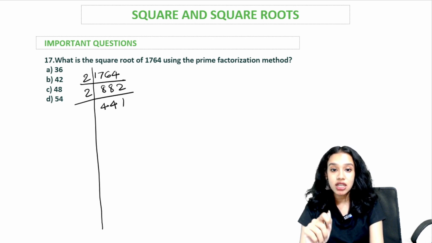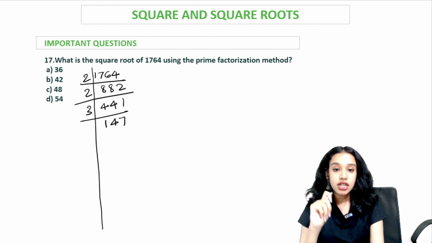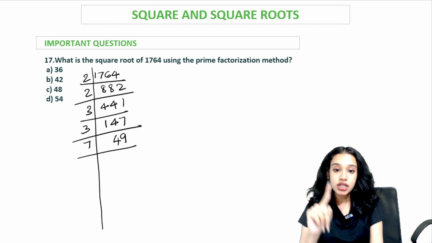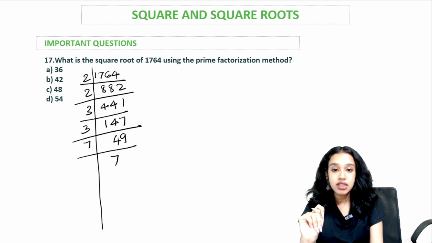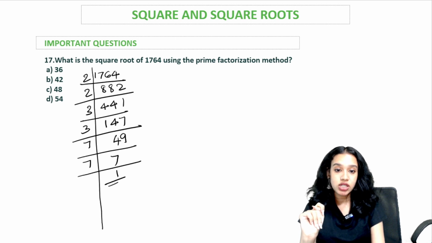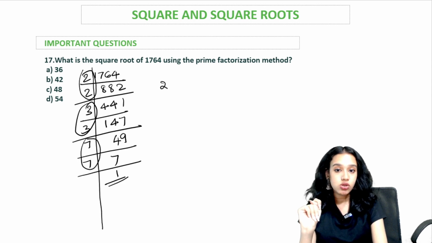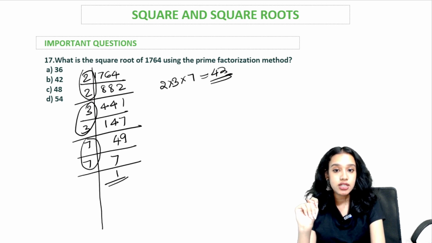Now, is it divisible by 3? Yes, because 4 plus 4 plus 1 is equal to 9. So, 3 times we'll get 147. 7 plus 4 is 11 and 11 plus 1 is 12, it's again divisible by 3. We get 49. Now, 7 into 7 is 49, so 49 divided by 7 gives us 7, and again we'll divide it by 7 and we'll reach 1. So, we have the answer to be 2 into 3 into 7. 2 into 3 is 6 and 6 into 7 is 42. So, the answer for this question is 42.